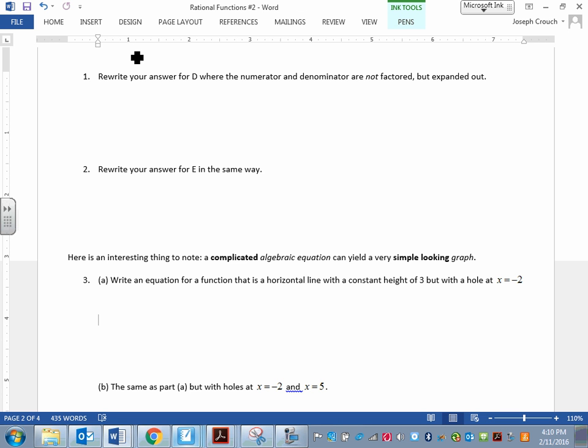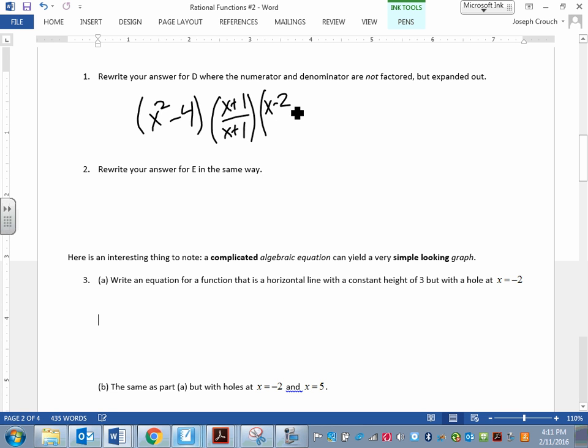Rational functions number two. I'm going to start on the back of the front page, the back of page one. Up here at number one, it says rewrite your answer for D, where the numerator and denominator are not factored but expanded out. So we should already have the answer in factored form from the front page: x squared minus 4 times x plus 1 over x plus 1 times x minus 2 over x minus 2.